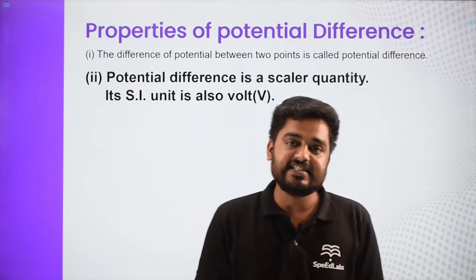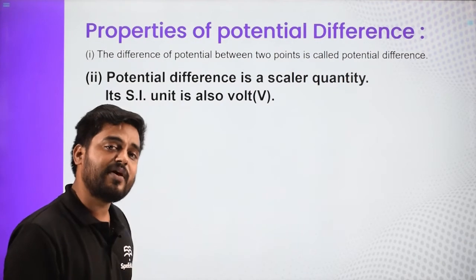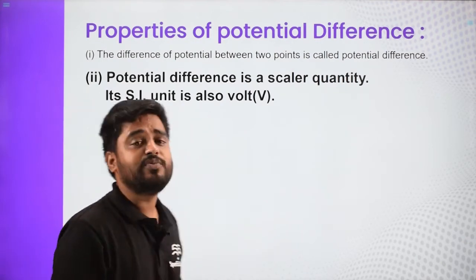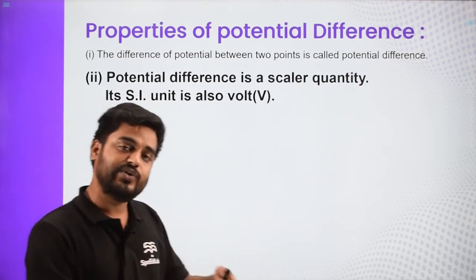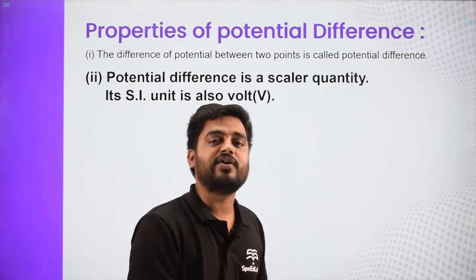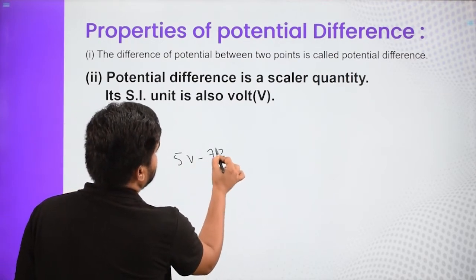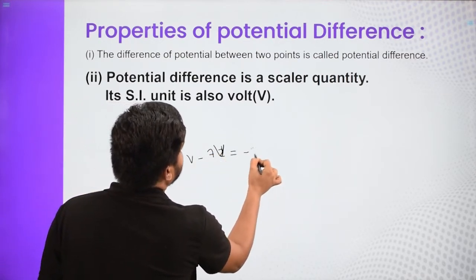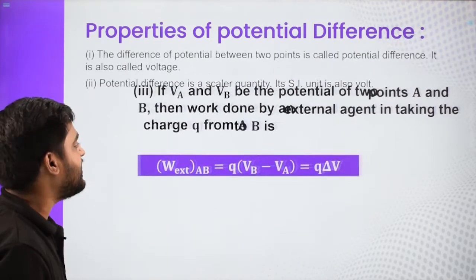See, potential is a scalar quantity and their difference is also going to be a scalar quantity. And what about its unit? Unit is also going to be volt. The difference of some volt minus some other volt is going to give you some other volt. So basically if we say 5 volt minus 7 volt, then that will give us minus 2 volt. So the difference of two potentials will also be calculated in volts only.